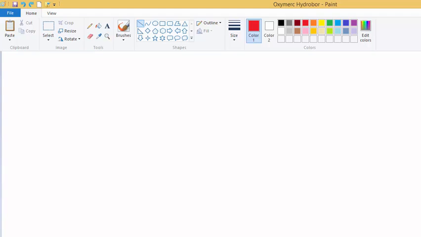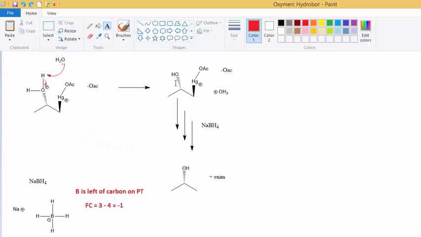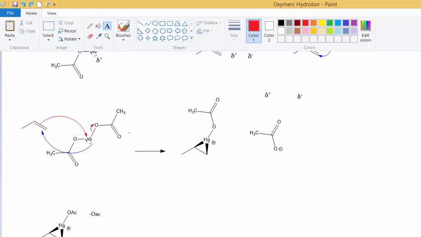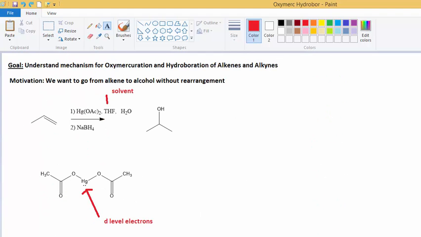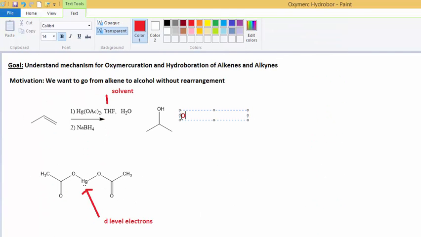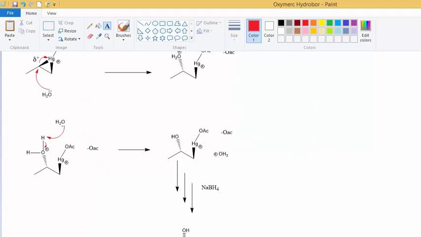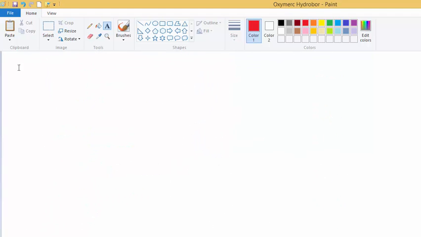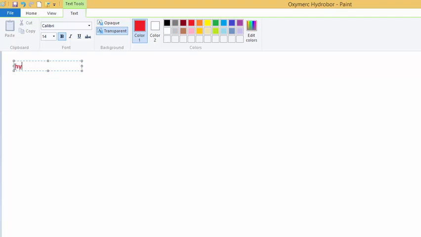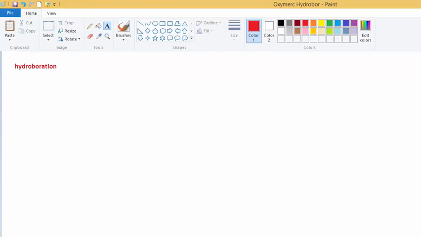So again, just to reiterate, this one we just did here is called oxymercuration. Know the name of that because it shows up pretty prevalently in the literature. The next one we're going to look at is hydroboration. Okay. And that is going to do something similar in function, but the reagents are different.